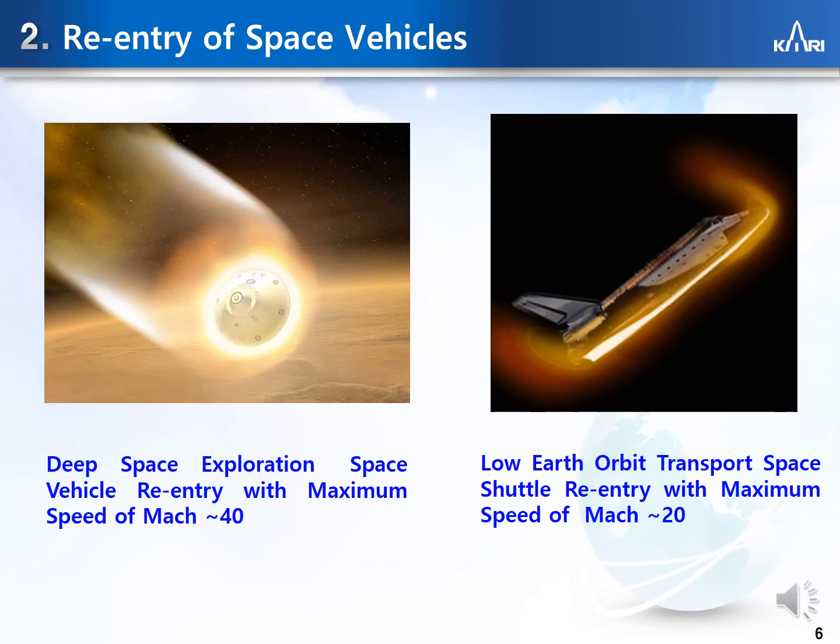Second, reentry of space vehicles. For many reasons, we try to make reentry. For example, a deep space exploration space vehicle reentry with a maximum speed of Mach number 40, because it is very high entering speed and relatively small scale. And the other thing is low Earth orbit transport space shuttle reentry with a maximum speed of Mach number 20, because it shows rather small maximum speed because of the big body size of the space vehicle, and also lower entering speed.